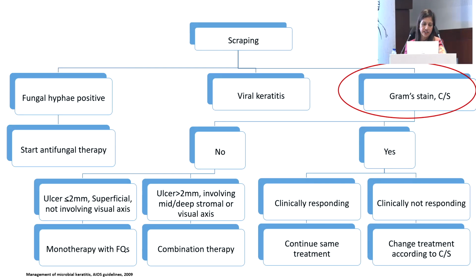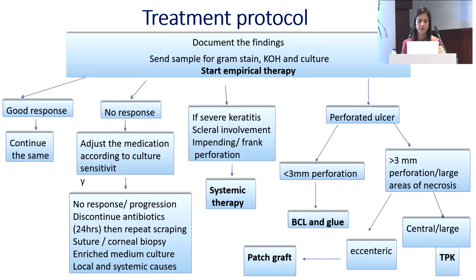If the ulcer is less than 2 mm and superficial and not involving the visual axis, then you can continue with monotherapy with a fluoroquinolone. If the ulcer is larger, more than 2 mm, and involves the visual axis with a deep stromal abscess, then you can give combination therapy with fortified antibiotic drops, cefazolin and tobramycin. You have to document your findings so you can manage the progress of the patient.